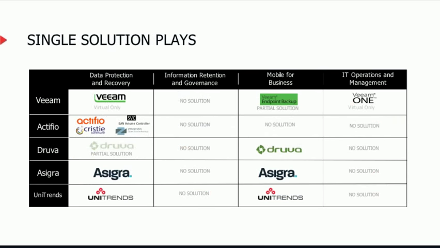Other vendors focus on a single or small subset of market challenges. Some do a reasonable job within that single solution offering, but due to their lack of depth and limited capabilities, that's really all they can do.